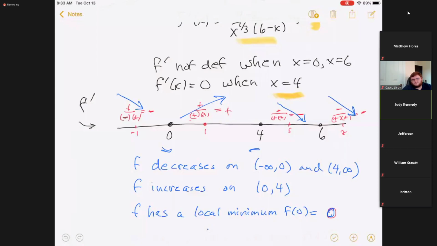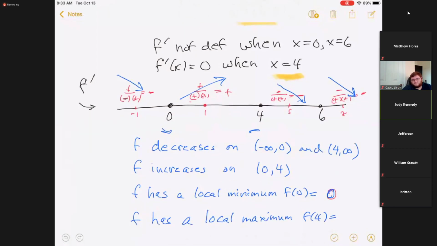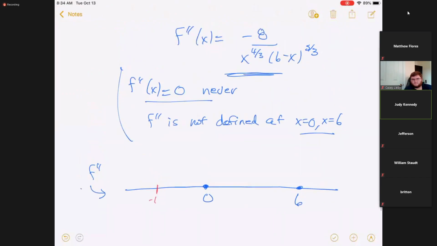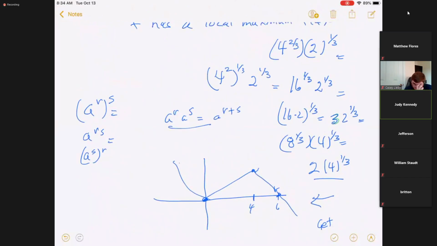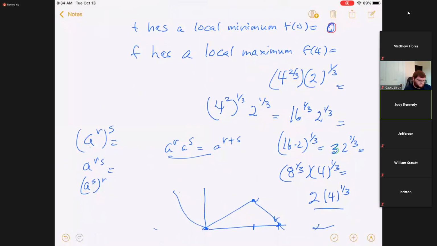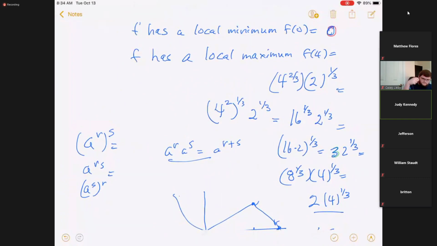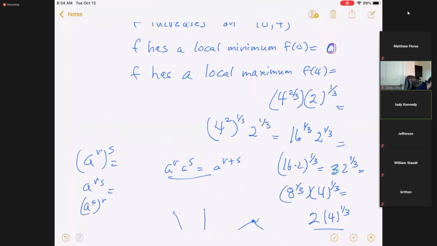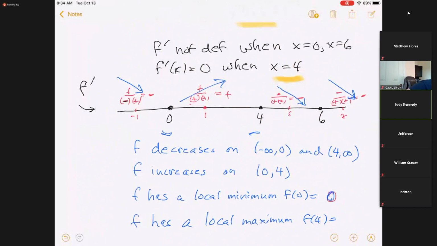Because it goes down and then up, when it goes through 0 you have a local minimum at 0, which is equal to 0. Since it goes up and then down, when it goes through 4 it has a local maximum at 4. It's a positive number, a little bit bigger than 2. So just the first derivative information tells you a fair amount about the graph.